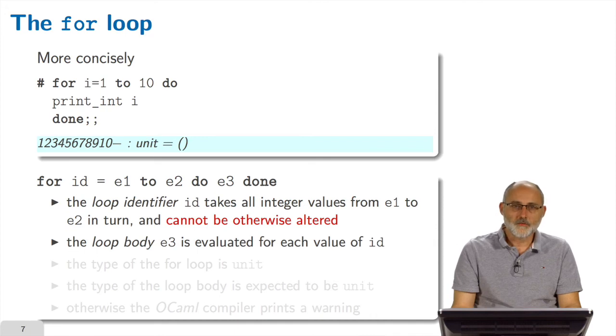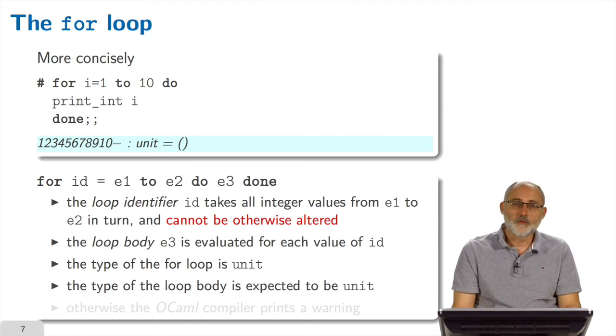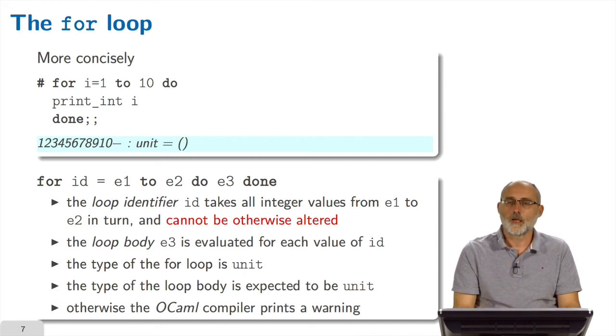Now, as for types, the type of the for loop as a whole is unit type, as you have seen here. I have no value returned, only the side effects. And also the type of the loop body is expected to be unit. Otherwise, again here, the OCaml compiler will print a warning. As always, the warning means you can force the compiler to execute the program anyway, but you have been warned.